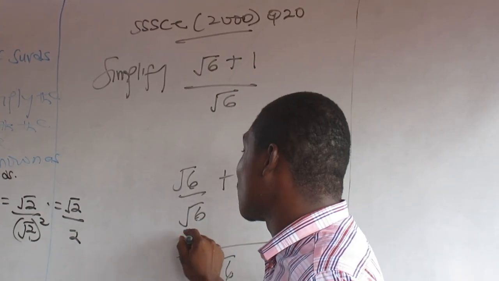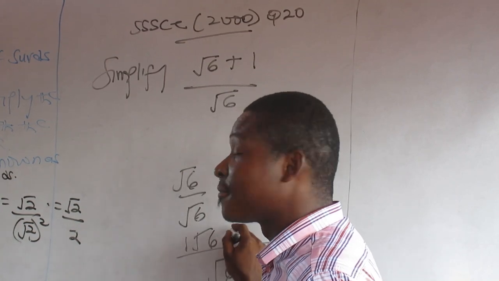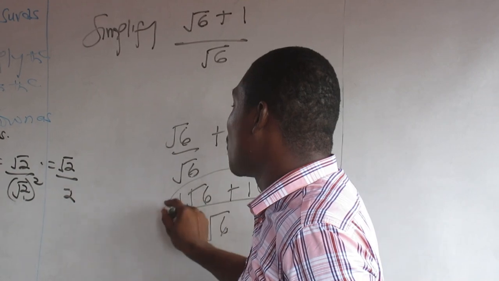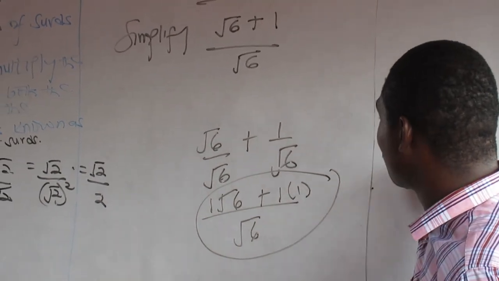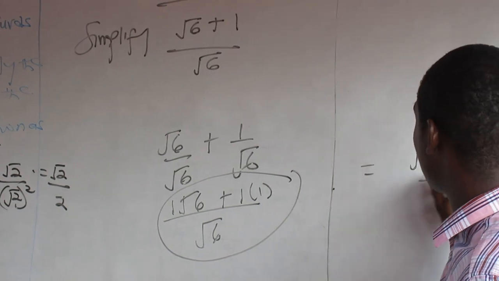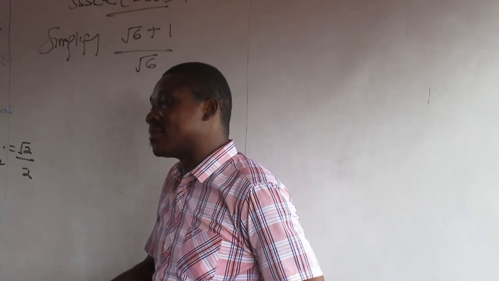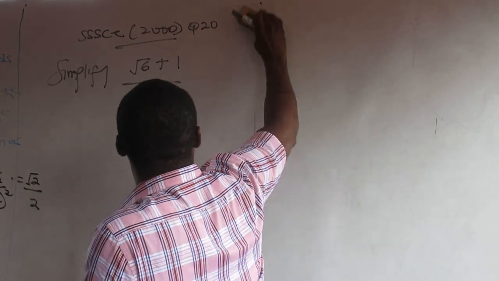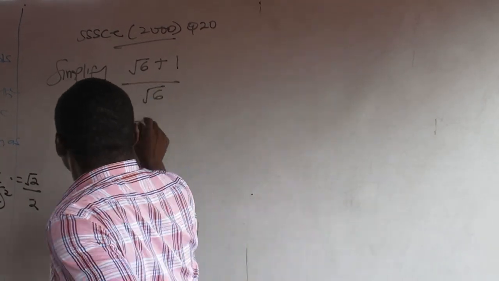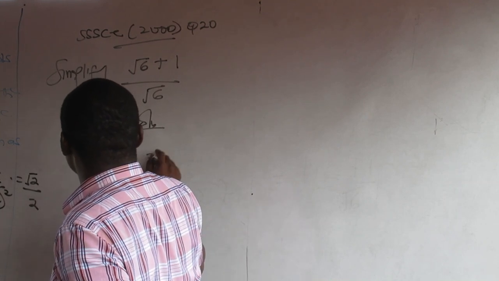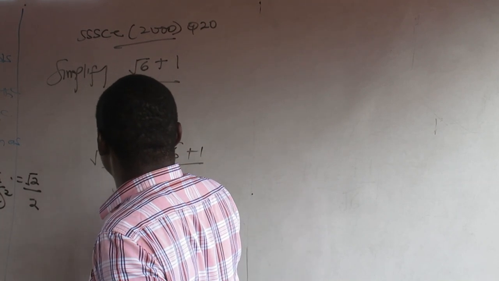Root 6 into root 6, that's 1. By the 1 on top, agreed? Root 6 into root 6, that's 1. Times the 1 on top. When you do your LCM, this is what we are interested in. Let's go. There is 1 root 6 or root 6 plus 1 over root 6. Right. You rationalize. You can't do away with it. So the best thing for me to do is to rationalize root 6 plus 1 over root 6.